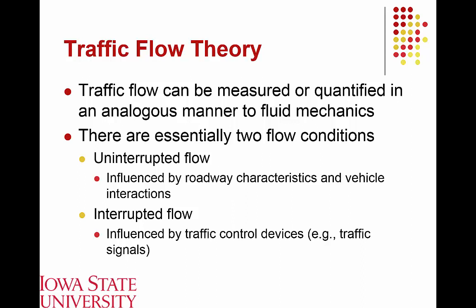And so uninterrupted flow would be focusing on road segments where traffic is continuously moving, i.e. uninterrupted. And so under these conditions, traffic would be influenced primarily by the characteristics of the roadway. So if you think about how you travel along a road, your speed would be influenced by factors such as whether there is horizontal or vertical curvature, whether there are intersections or driveways, the lengths and widths of our travel lanes and shoulders, whether there is a median or traffic barrier present dividing the two directions of flow.